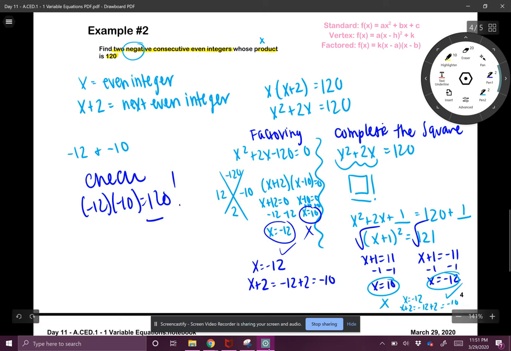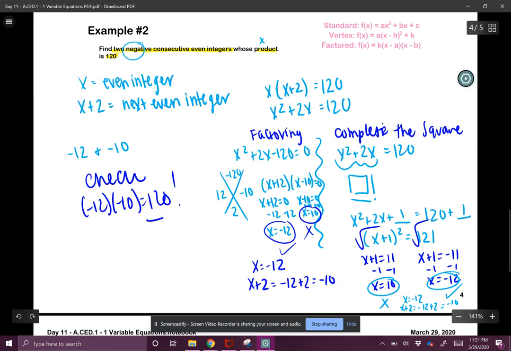So kind of a tricky problem, but remember, defining what you are looking for is really the most difficult part. So think about what words are key in the problem to help you figure that part out. And if you need help with that, you can jump on Microsoft Teams.